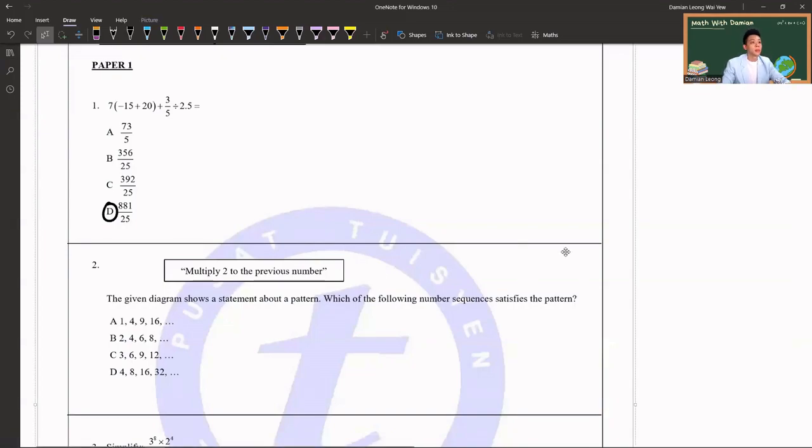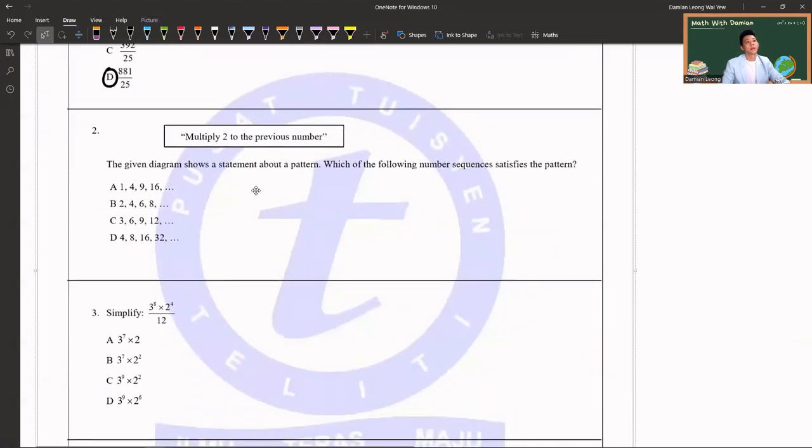Question 2 here. Multiply 2 to the previous number. That's the pattern that we want in the number sequence. So we want to identify which number sequence follows this pattern. We want to see which one, from term to the next term, is all multiplied by 2.